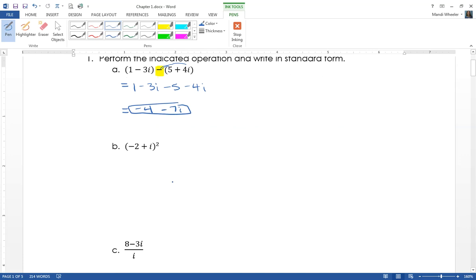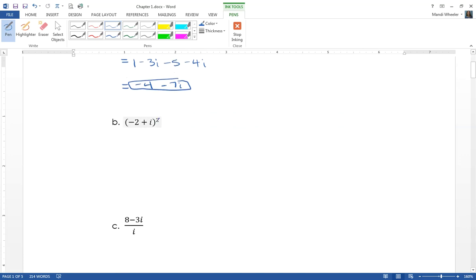All right, on number 2, now we're going to square it. So remember, squaring it is the same thing as multiplying the binomial by itself. And you can use any of the tricks that you have used in any of your algebra classes coming up to this in order to expand this. The acronym that I use most often is FOIL: first, outside, inside, last. It works the same with i's as it does with x's. So when we multiply this, first times first, negative 2 times negative 2 is positive 4.